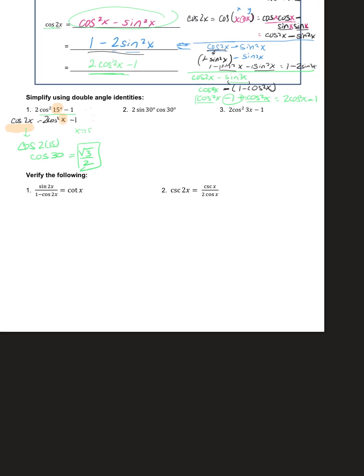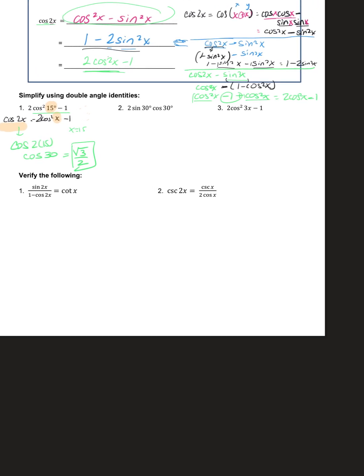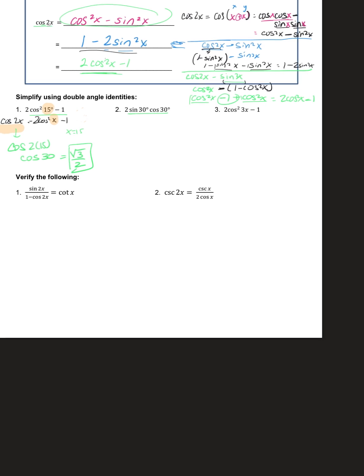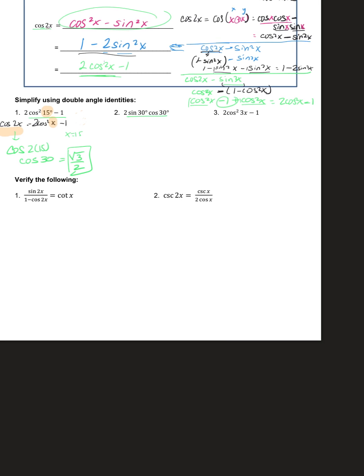Okay, let's look at number 2. Again, I'm looking at how I have one side, I want to get the other so I can simplify. So I notice I have a 2 sine and a cosine, these x's are the same, so I know this has to be the sine double angle. So the double angle, sine 2x is equal to 2 sine x cosine x.